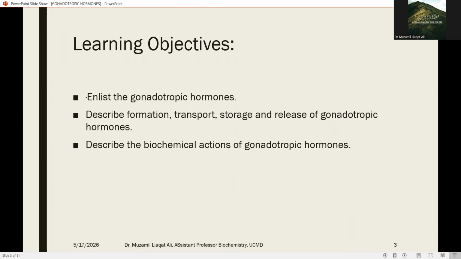Our lecture's learning objectives are focused and exam oriented. So these are: enlist the gonadotropic hormones, describe the formation, transport, storage, and release of the gonadotropic hormones, and describe the biochemical action of the gonadotropic hormones. By the end of this session, you will be able to integrate the biochemistry of FSH and LH with their clinical effects on the gonads and explain disorders of the HPG axis, that is the hypothalamic-pituitary-gonadal axis. So this topic is of very high yield in exams and clinical practice.